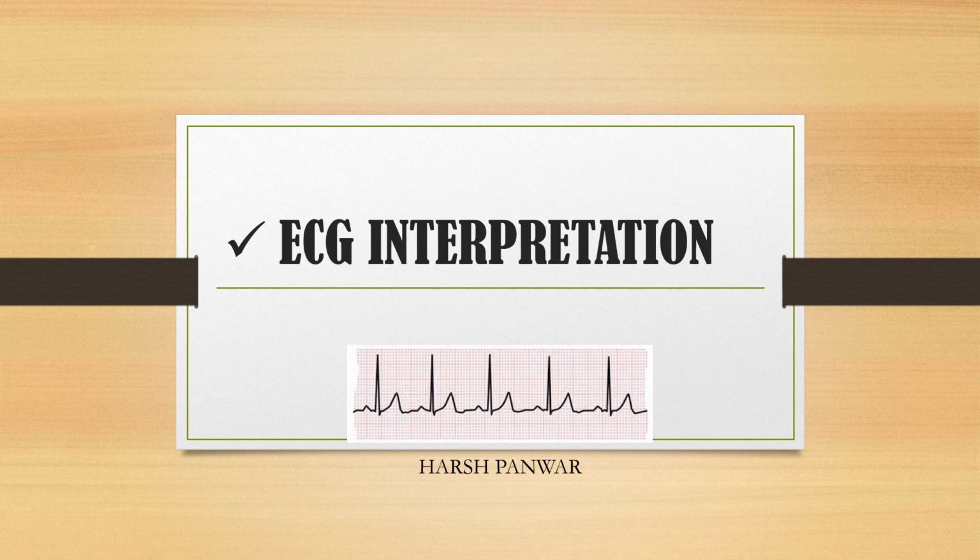As we know, there are five basic functions of the heart: automatism, excitability, conduction, contractility, and refraction. So these are the five basic functions of the heart. You must know about them. Then, when we do an ECG, we have some limb leads and some chest leads.